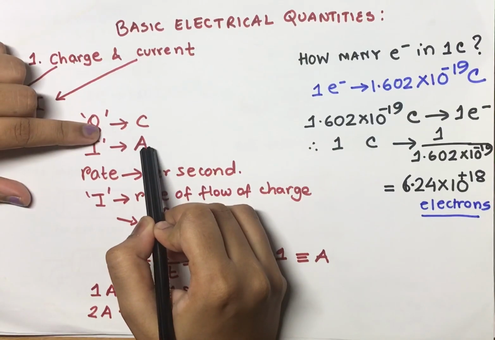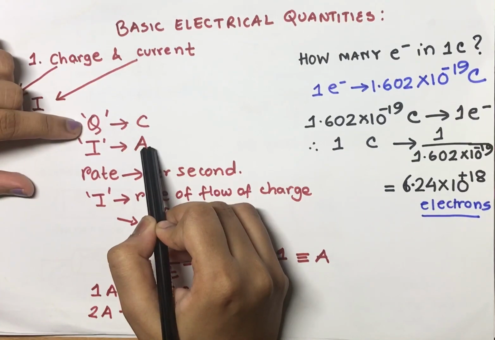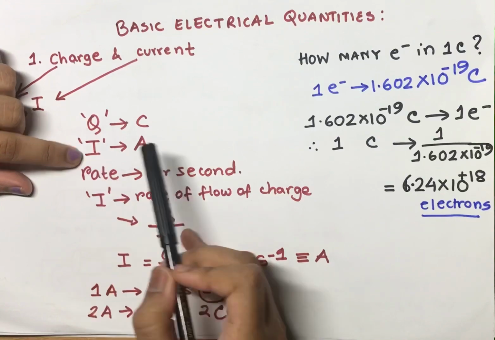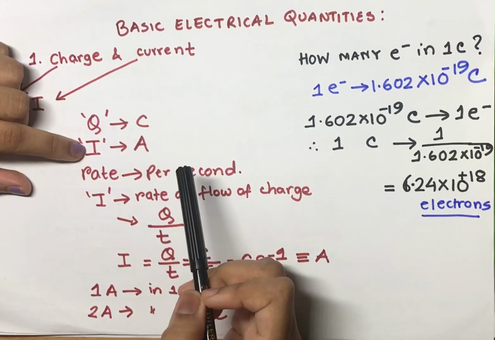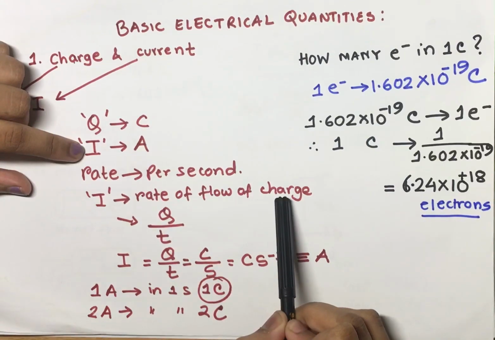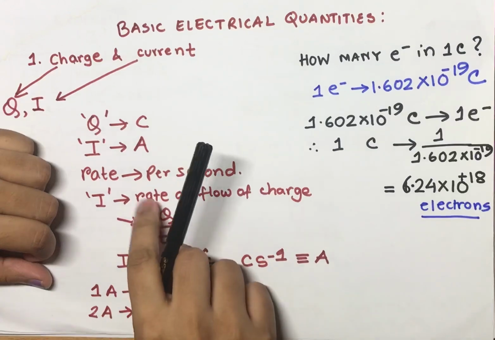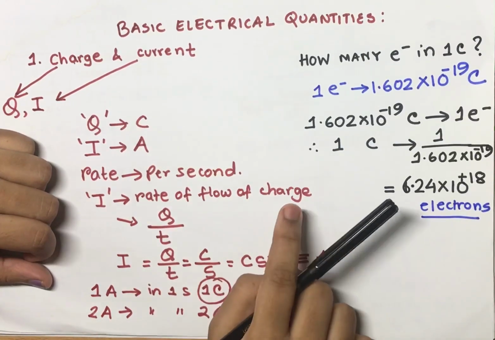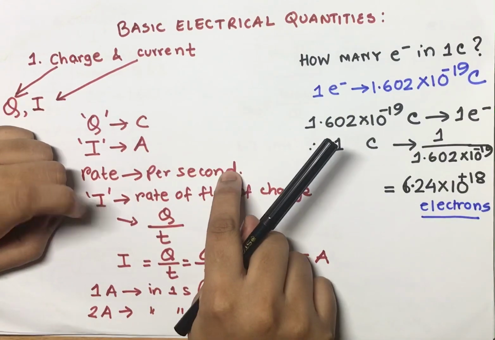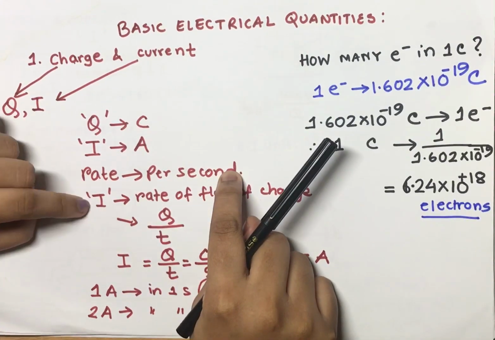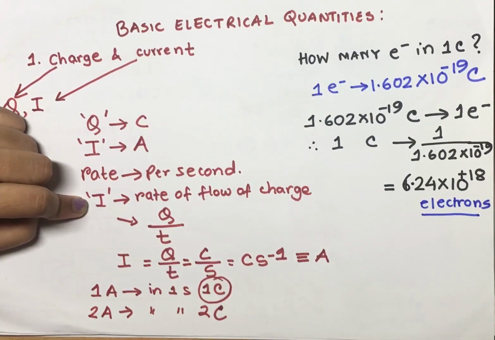Now, what is current and how is current related to charge? The definition of current is the rate of flow of charge. So current is not only the flow of charge, but it is the rate of flow of charge. Now, what is rate? Rate means per second. So current represents how much charge is flowing in 1 second.